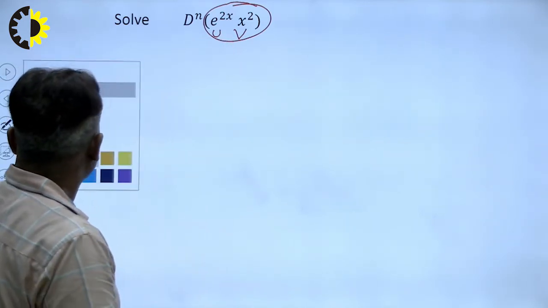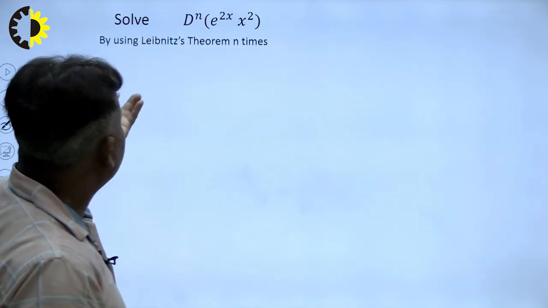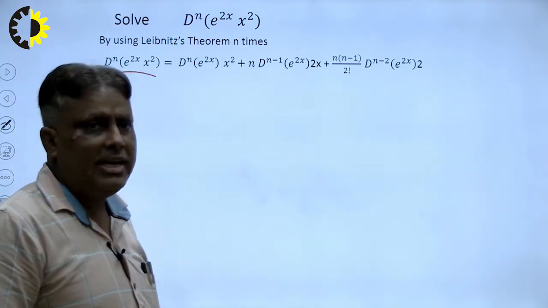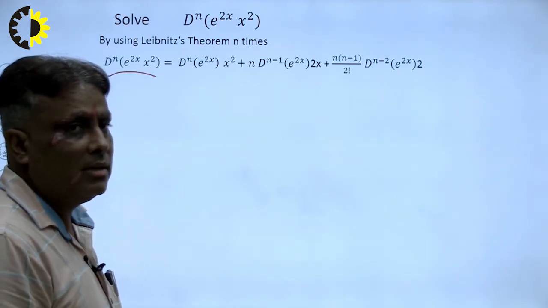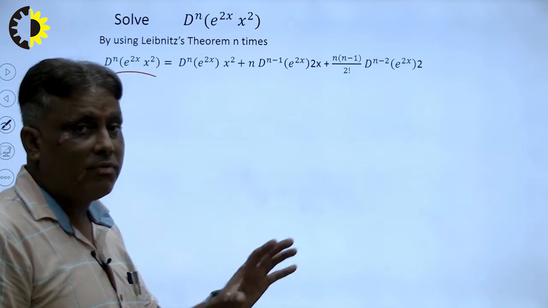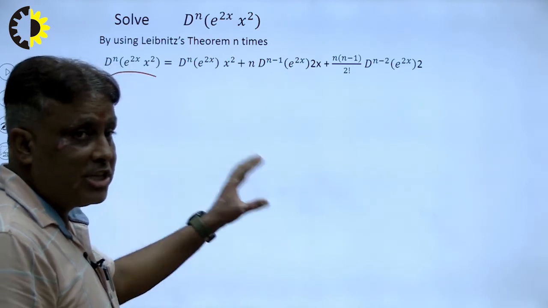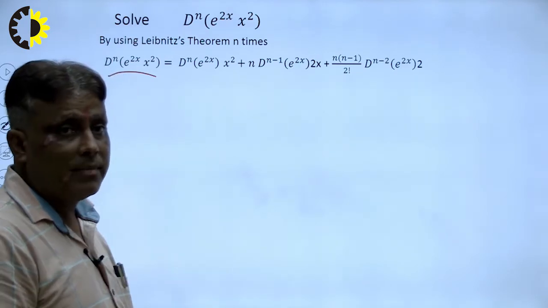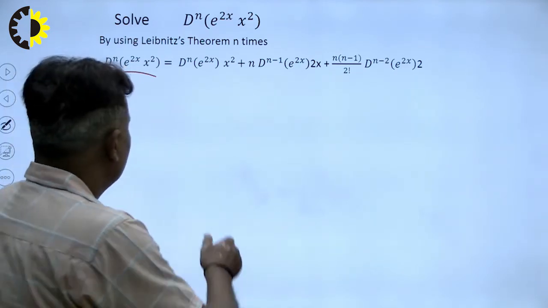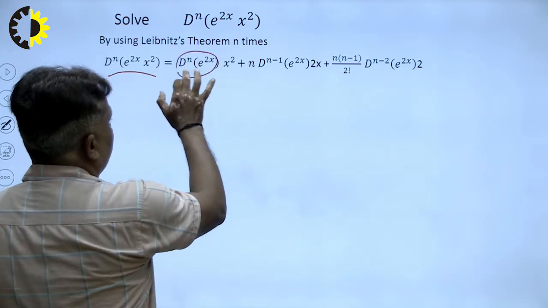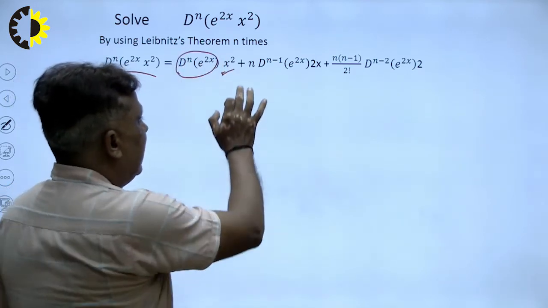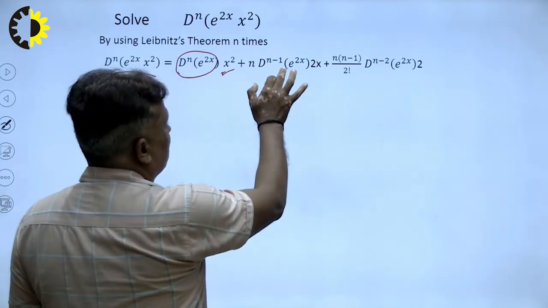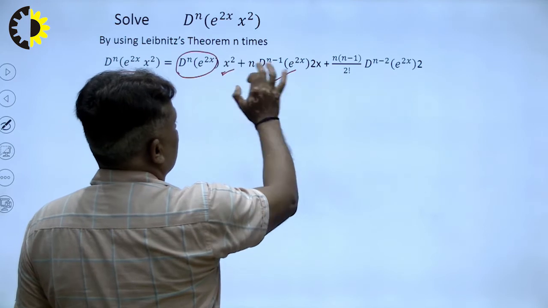So how to apply, we see here, right? By using the Leibniz theorem n times. So I write here d^n of e^(2x) x^2. I write very carefully each and every step, and the students should see very carefully, because after understanding this we can do the direct step here. So the nth derivative of u is this, and x^2 is as it is, right? And n, because this arises in the Leibniz theorem, n minus 1, e^(2x), and the differentiation of x^2 is 2x.